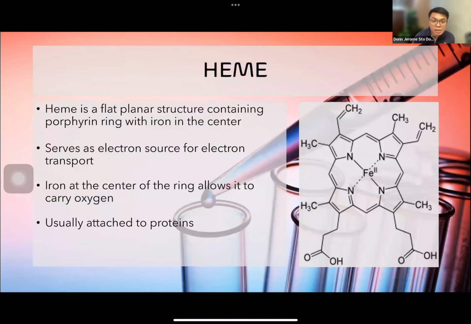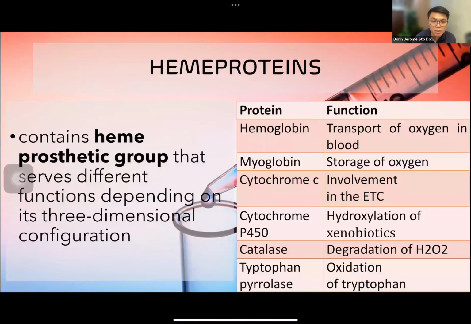So let's now discuss heme. Heme is a flat planar structure containing a porphyrin ring complex with iron at its center. Because of this iron, it allows heme to transfer and receive electrons, and transfer and receive oxygen. Most of the time, heme acts as a prosthetic group in different proteins, so they are usually attached to proteins. And we call them heme proteins.